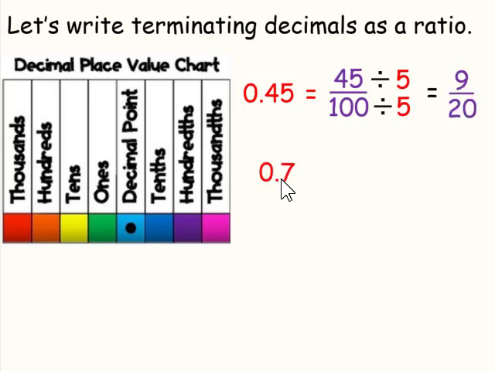Let's take a look at this one. Since the furthest most number to the right of the decimal is in the tenths place, we read this as 7 tenths. Therefore, we could write this as 7 over 10, a ratio.